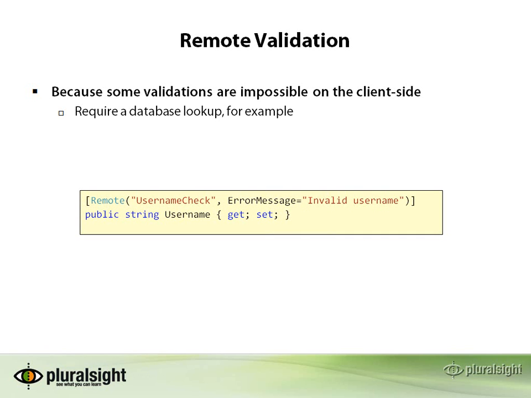All you need to do is add a remote attribute onto a property. You're going to give that remote attribute a controller action to call and some additional parameters. And what jQuery validation will do for you is when it validates this username input, it will call back to the server at this location. You can return a true or false. Is this valid or not?